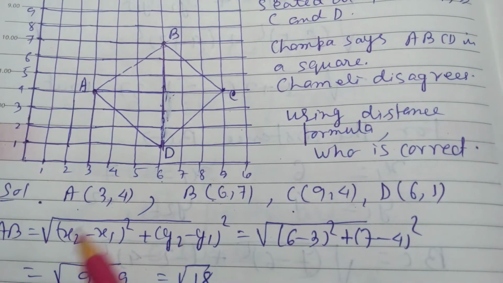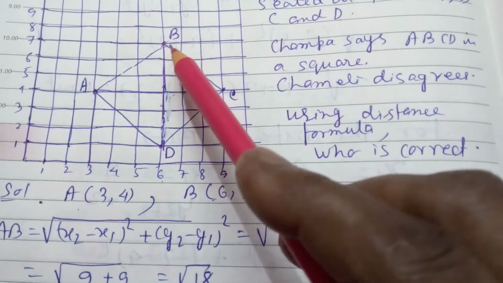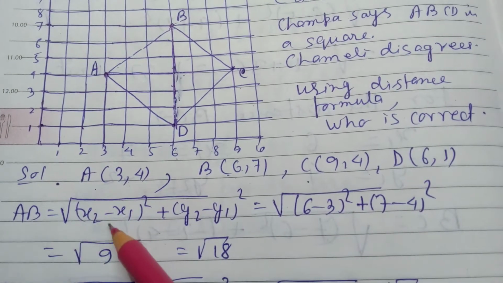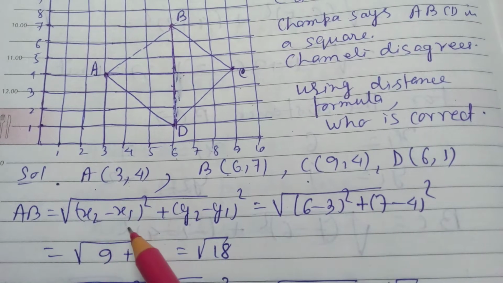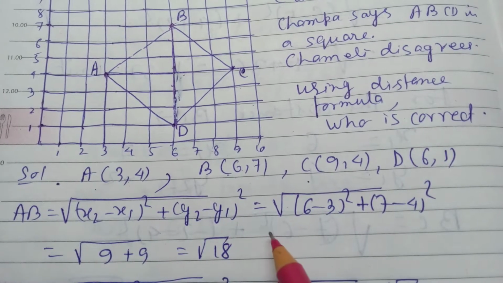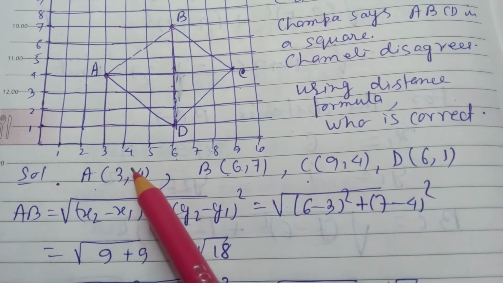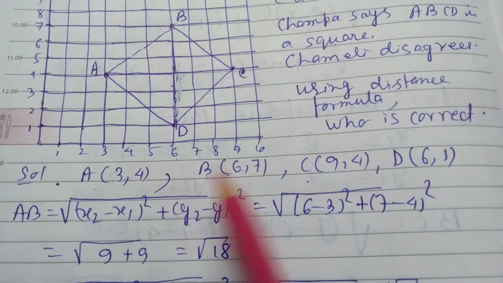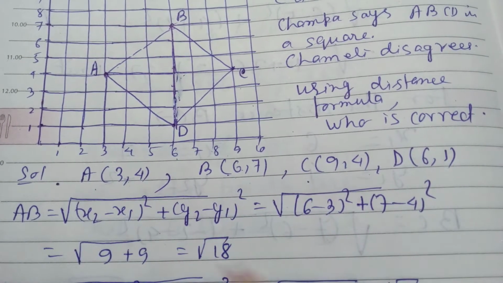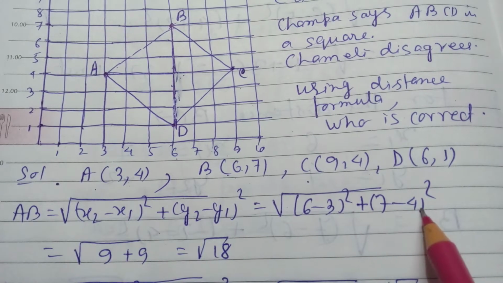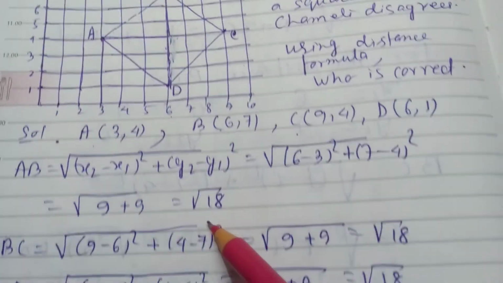Now, first find out the distances AB, BC, CD and AD. So AB equals the formula, which I have written once: square root of (x2 minus x1) whole square plus (y2 minus y1) whole square. Here this is x1, y1 and this is x2, y2. So (6 minus 3) whole square plus (7 minus 4) whole square. 6 minus 3 is 3, 3 squared is 9, and 7 minus 4 is 3, so 3 squared is 9. So AB equals root 18.